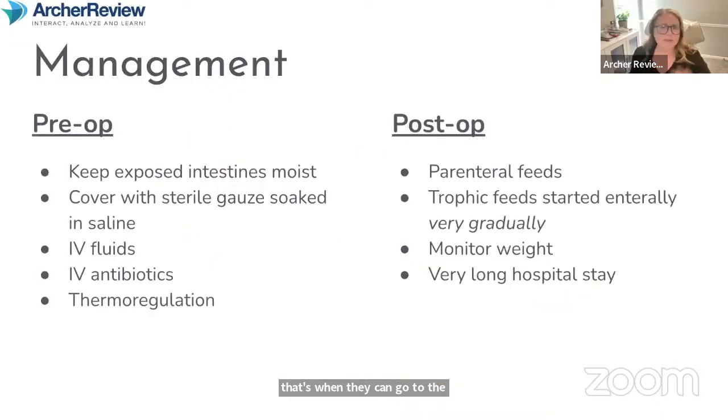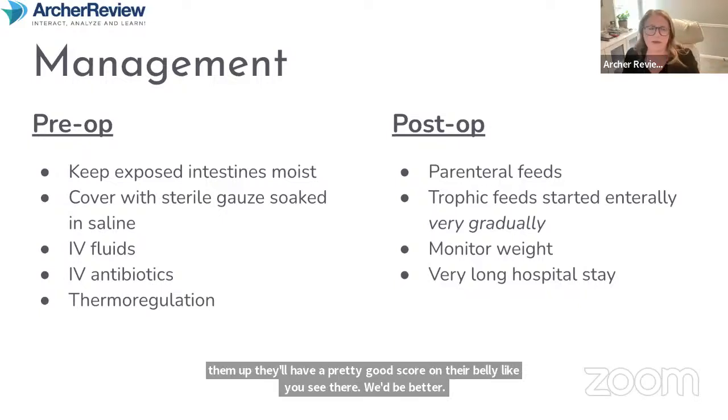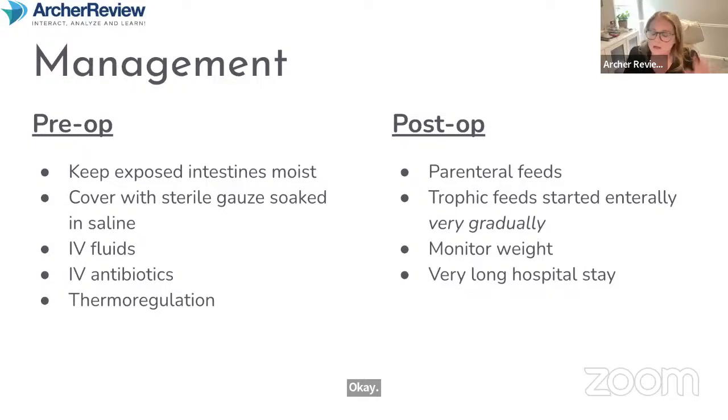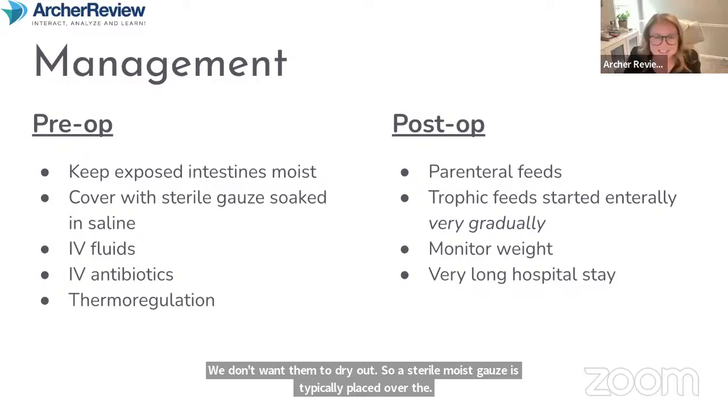So our care, we really talked about that pre-op care. You guys are making sure to keep the baby warm, hydrated with TPN to get their nutrition. One thing I didn't mention is that those organs really need to be kept moist. We don't want them to dry out. So a sterile moist gauze is typically placed over the omphalocele. Okay, we did all the pre-op stuff. We put the silo, got him to the OR.